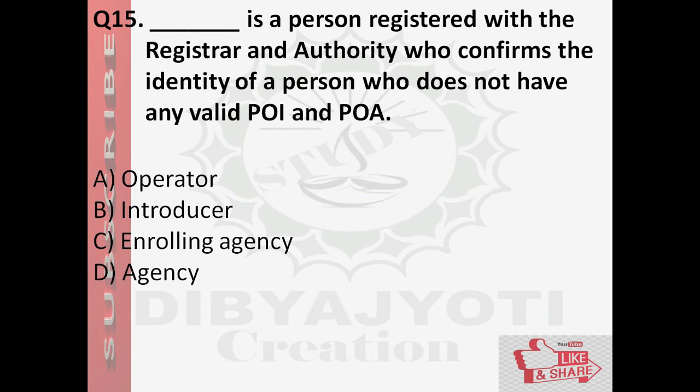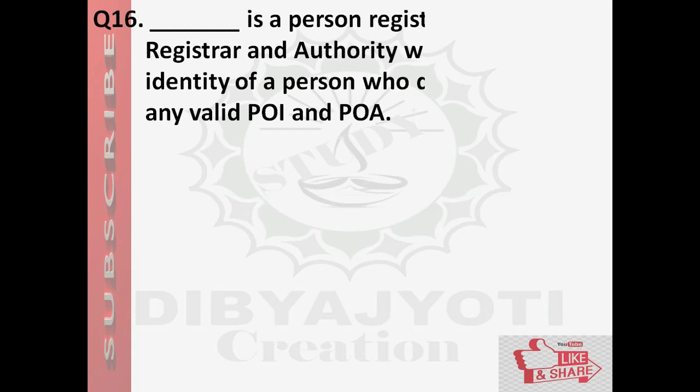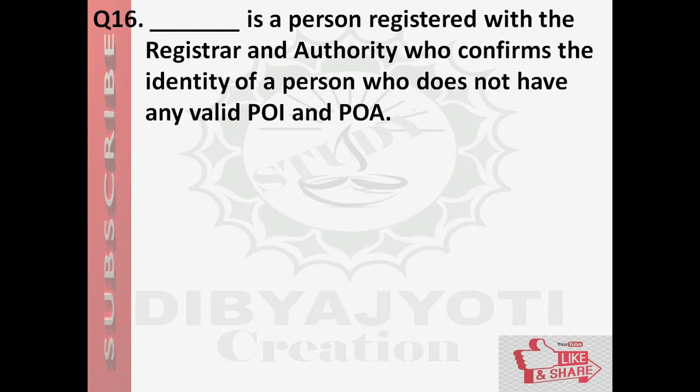Then next question, who is a person registered with the registrar and authority who confirms the identity of a person who does not have any valid POI and POA? Options are option A, operator, option B, introducer, option C, enrolling agency, option D, agency. And answer is option B, introducer.